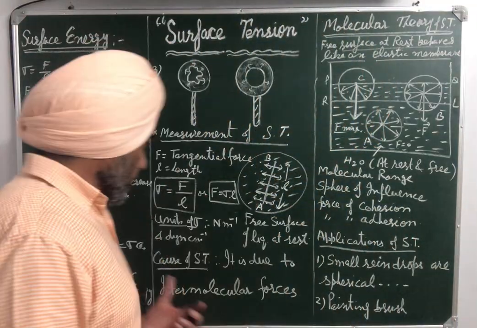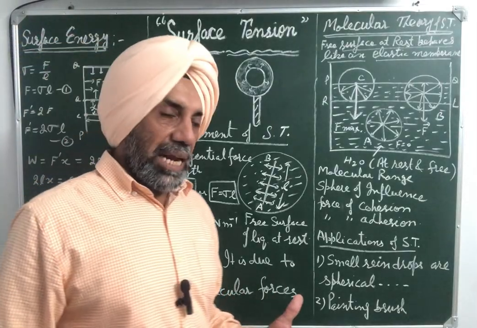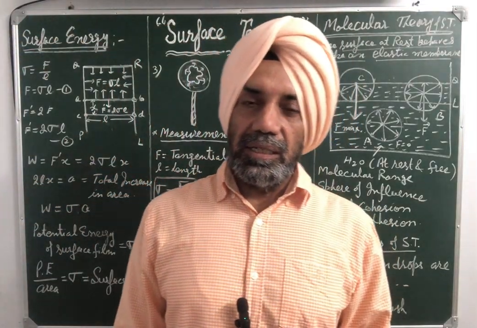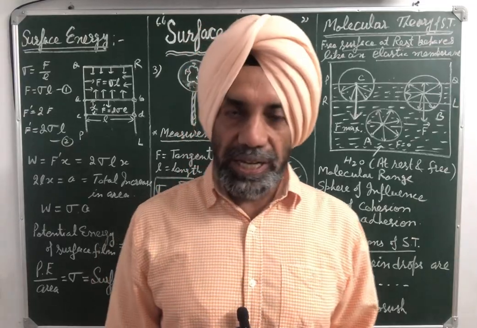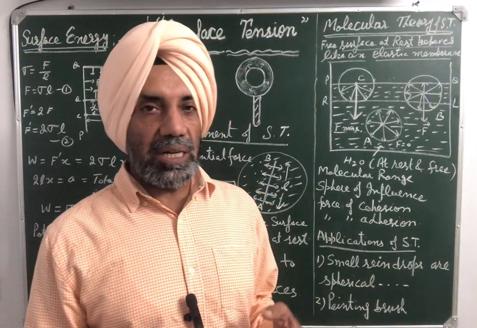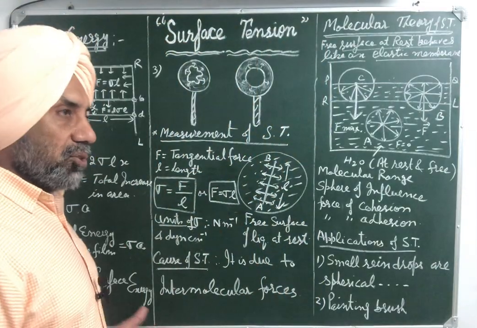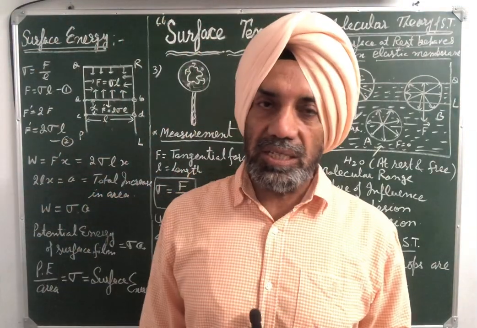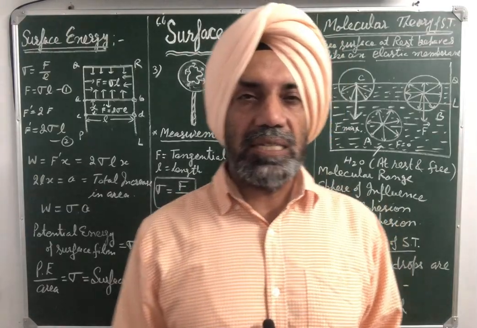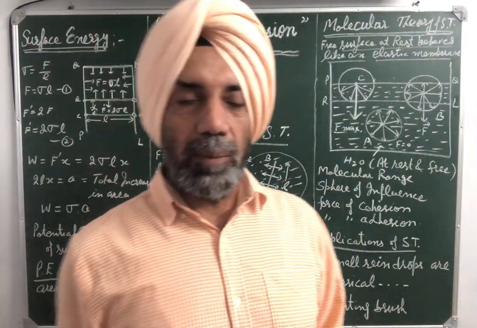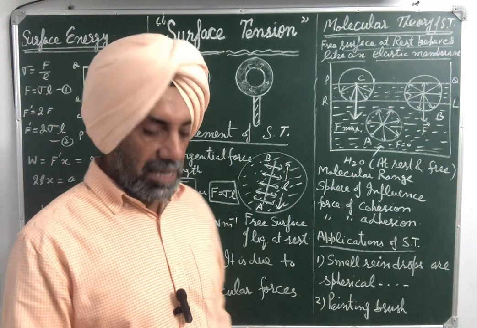So in other words, the potential energy required to increase the area of the film by unity, or the work done required to increase the area of the film by unity, is equal to surface tension, and surface tension is numerically equal to surface energy. So this is all about surface tension and surface energy.